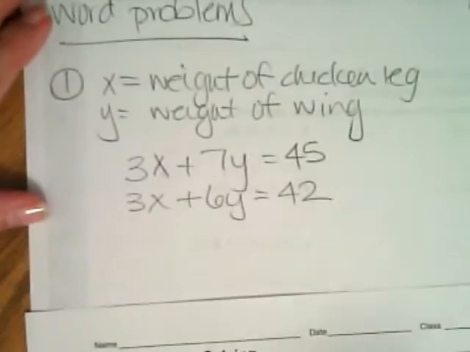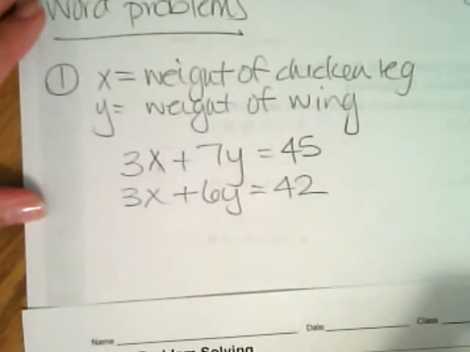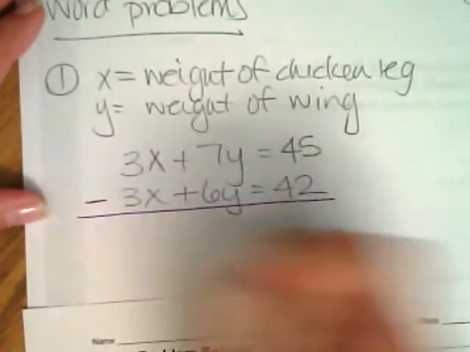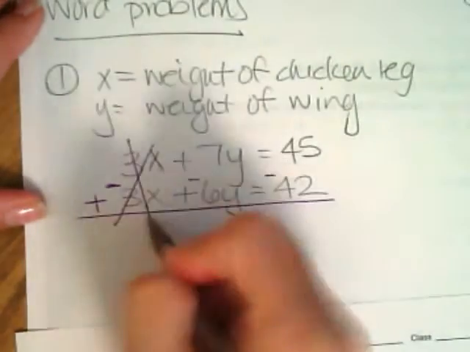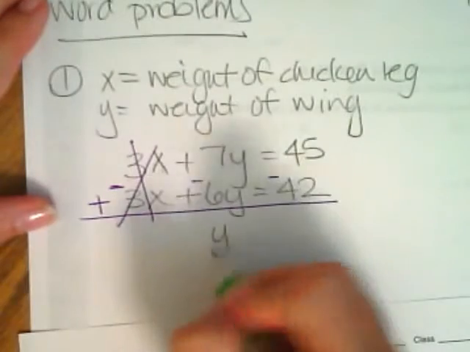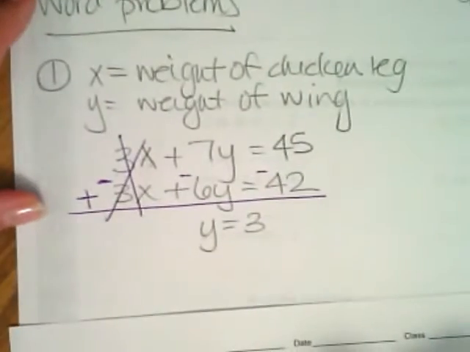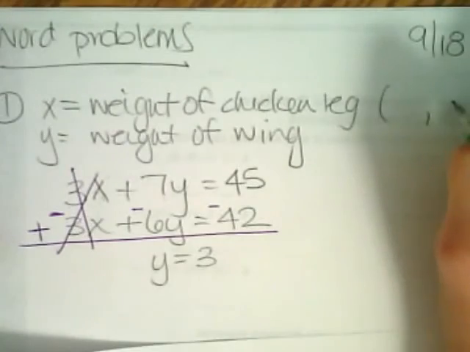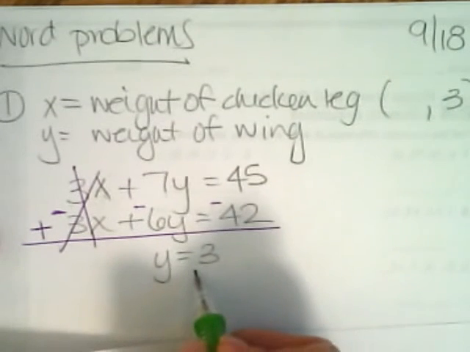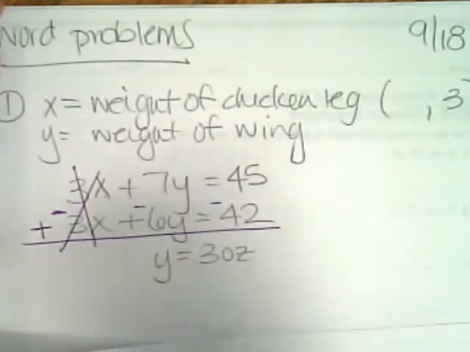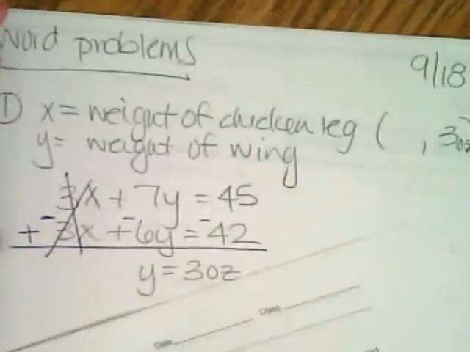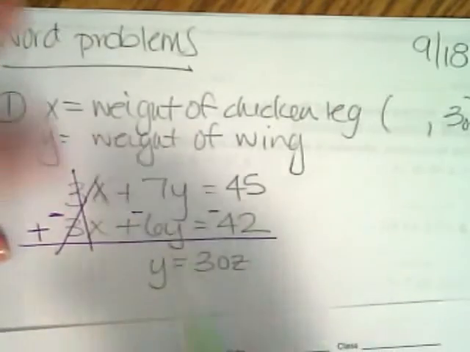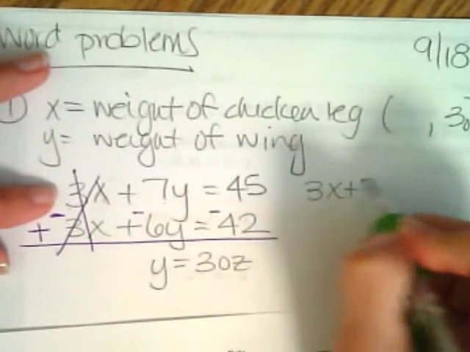I can subtract both because I want to get rid of x. If I subtract, which really means I'm adding the opposite, I'm changing every sign, my x's go away, leaving me with y is equal to 3. But now think about what 3 represents: 3 ounces, so make sure you write your units with it. So if y is 3 ounces, I plug it back in just like yesterday.